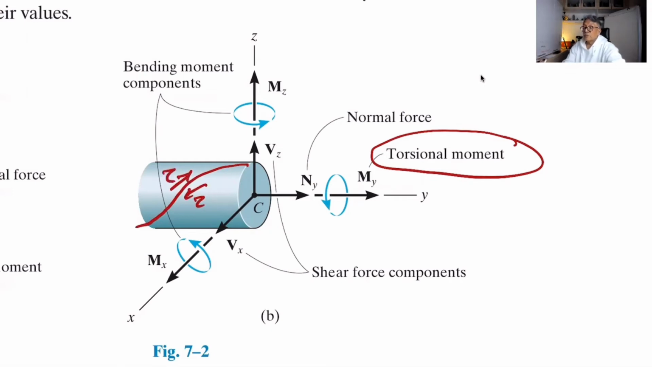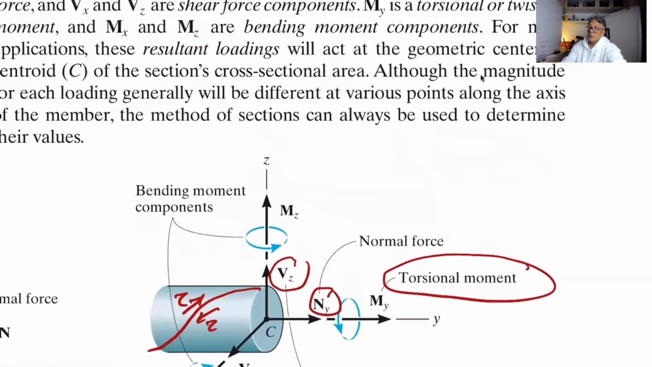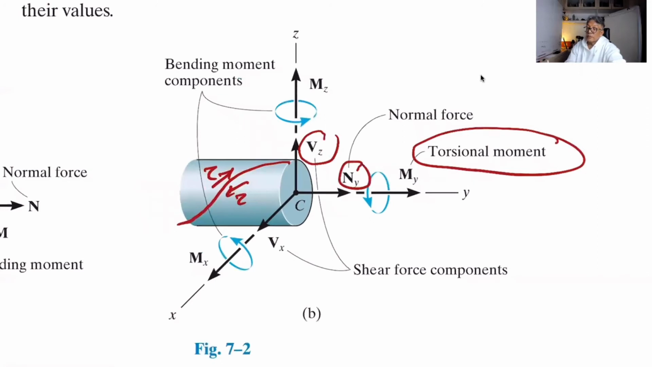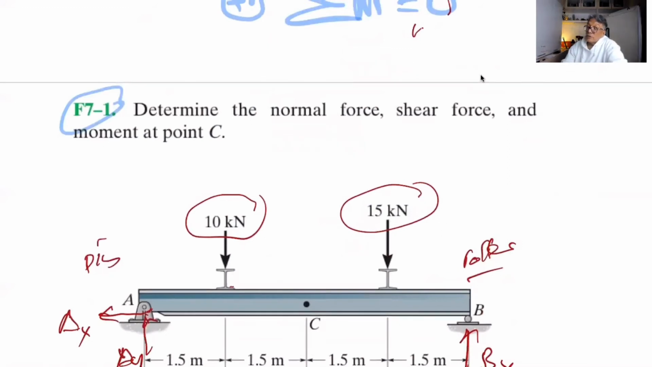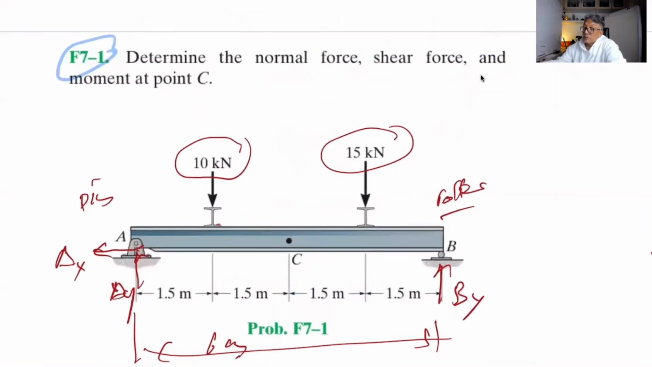So the normal stress in Y direction is NY, and of course we have shear force Vz in Z direction, and another shear force Vx in X direction. Now let's check this example. In this example, we have to determine the normal force, shear force, and moment at point C.